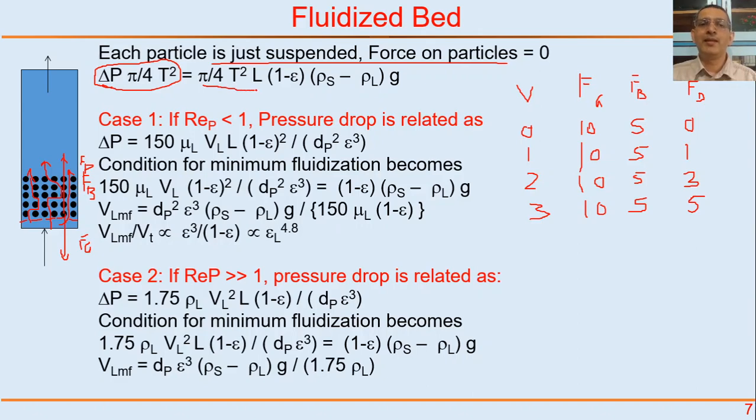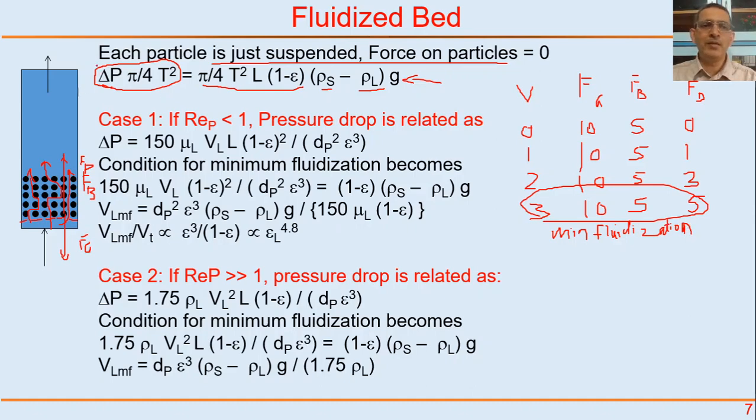Pi by 4 d square L, that's the total volume, times 1 minus epsilon, that's the solid's volume, multiplied by rho s, gravity force, minus rho L, buoyancy force. If this condition is satisfied, the particle is just suspended. We call this the condition for minimum fluidization. Why fluidization? You will see in a while. It's the minimum fluidization condition.